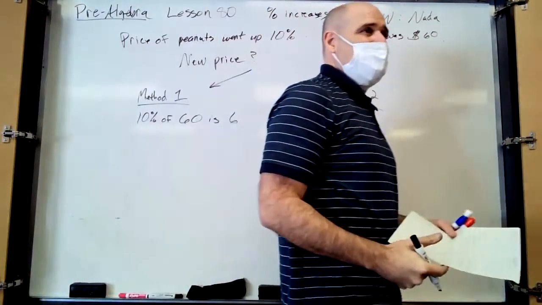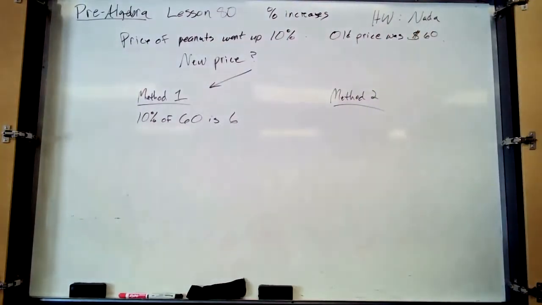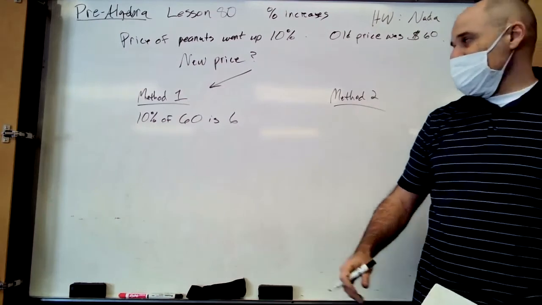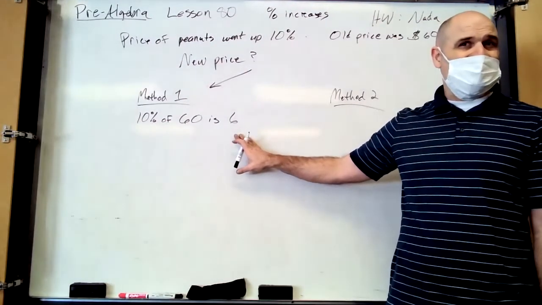Well, that's what I did. So that seemed pretty easy. How do you find 10% of something? Well, just 0.1 times that something, right? 10% of 60 is 0.1 times 60. When you multiply by 0.1, all you're doing is moving a decimal over to the left. So 10% of 60 is 6.